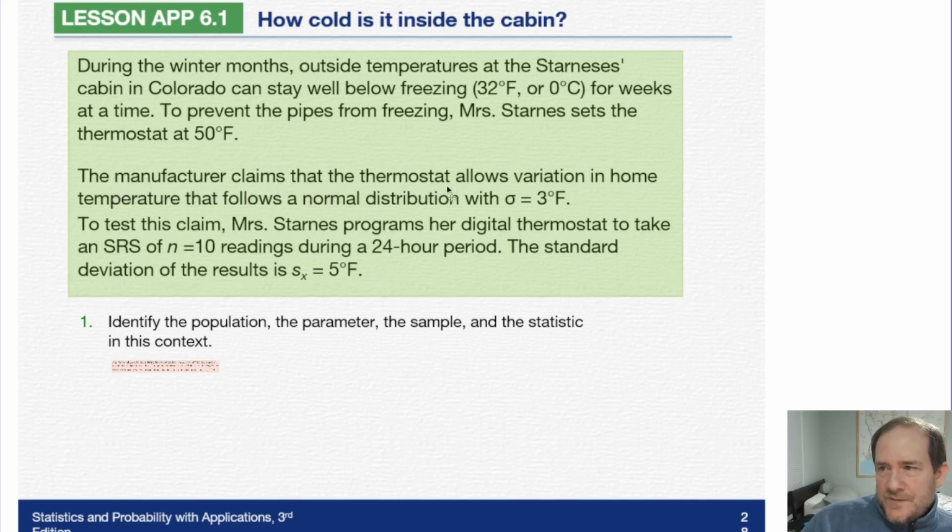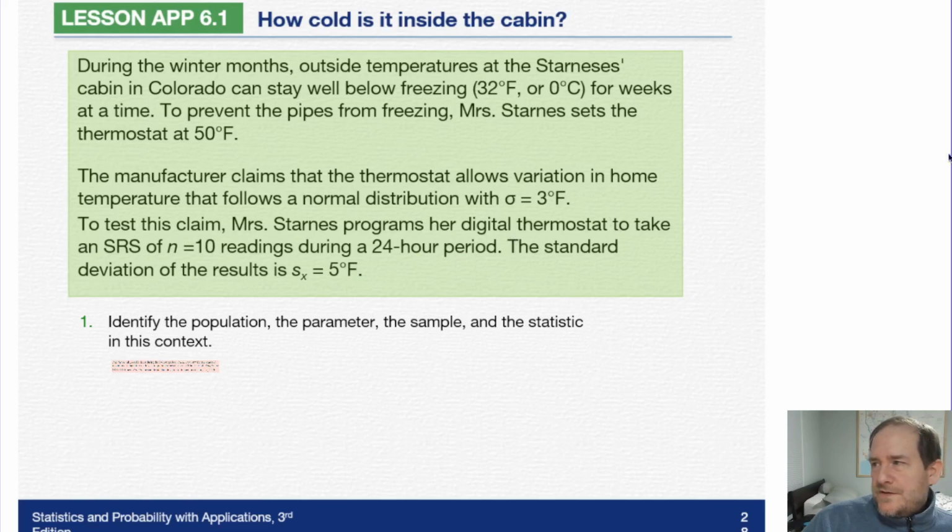The manufacturer claims that the thermostat allows for variation in home temperature that follows a normal distribution with a standard deviation of 3 degrees Fahrenheit. So it could go down by 3, up by 3. To test this claim, Mrs. Starnes programs her digital thermometer to take a simple random sample of size 10 readings during a 24-hour period. The standard deviation of the results is 5 degrees Fahrenheit.